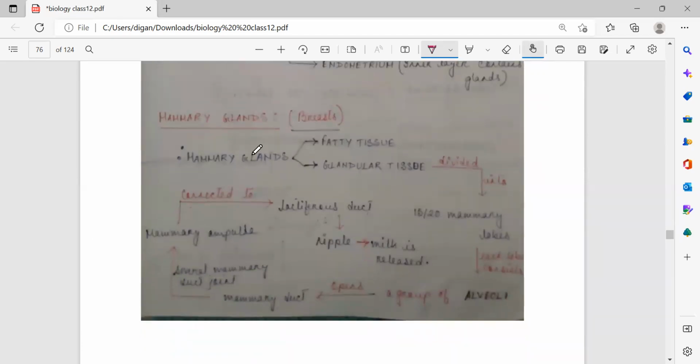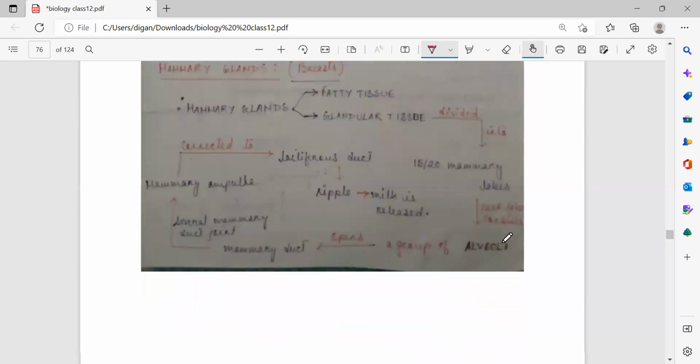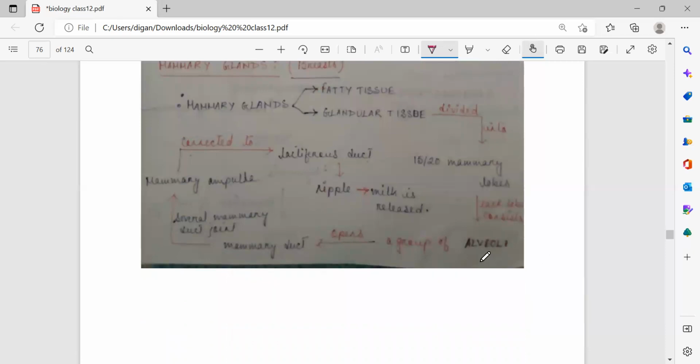So now come to the mammary gland. The mammary gland is made up of 2 tissues, fatty tissue and glandular tissue. The glandular tissue is divided into 10 to 20 mammary lobes. Each mammary lobe is made of a group of alveoli, and they open into the mammary duct.